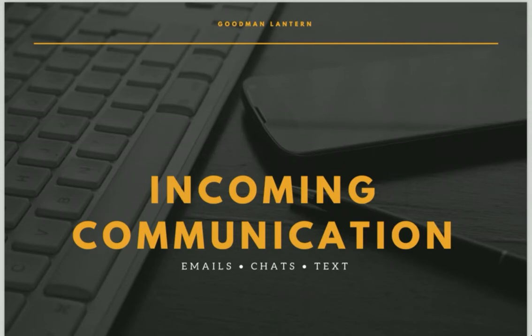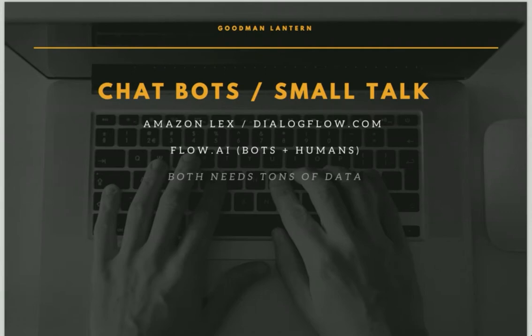Now, to get started, we have divided this into three parts. First one of which is incoming communication. So how can we use AI, API, and data enrichment to actually build applications around emails, chats, and text for incoming communication? The first example here is about chatbots and how can you actually build effective chatbots.